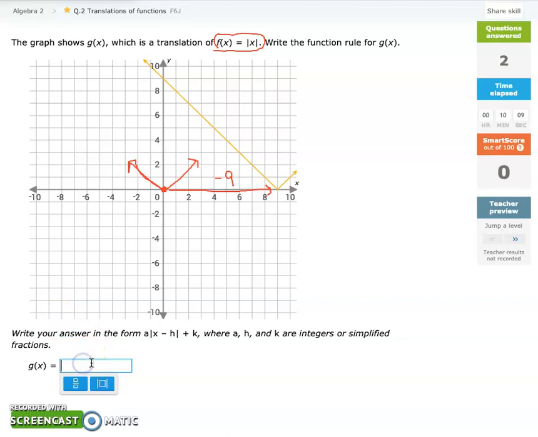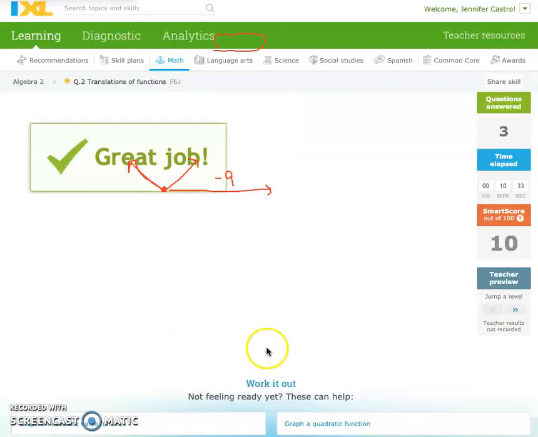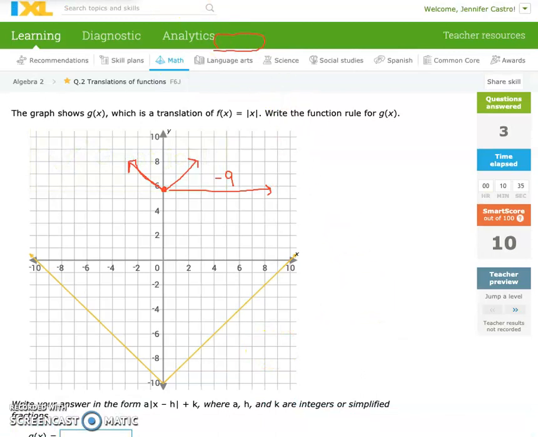So what I see here is that I have g of x. I don't have an a value. I'm not going up or down. I'm not stretching or shrinking. But I am doing x minus 9. And then again, I don't have a k value because I'm not going up or down at all. So here I'm just going to the right 9, which means I should be subtracting 9 from my x inside of the parentheses, and then that should give us the correct answer. Ta-da! All right, let's look at this next one.